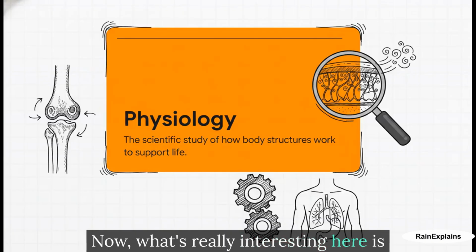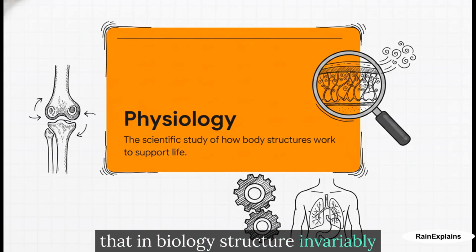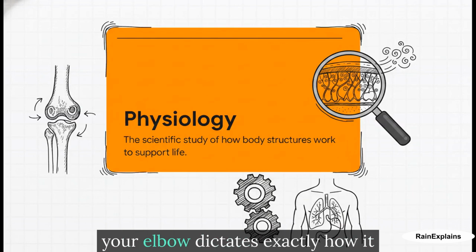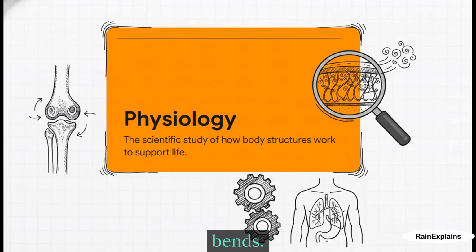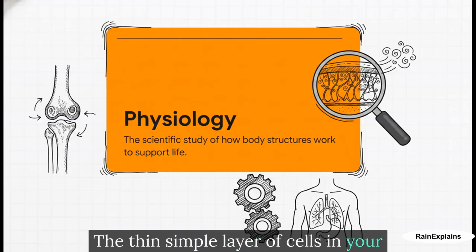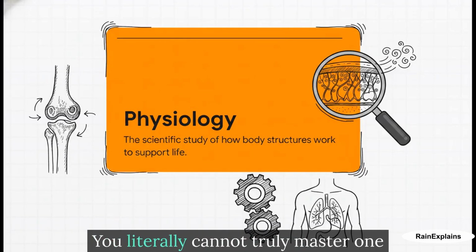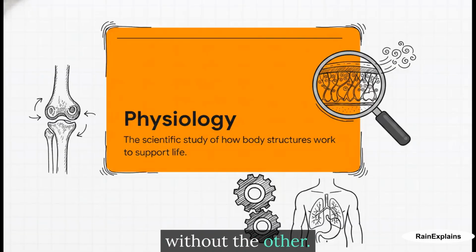Now, what's really interesting here is that in biology, structure invariably dictates capability. The physical shape of a hinge joint in your elbow dictates exactly how it bends. The thin, simple layer of cells in your lungs dictates how fast oxygen can diffuse across it. You literally cannot truly master one without the other.